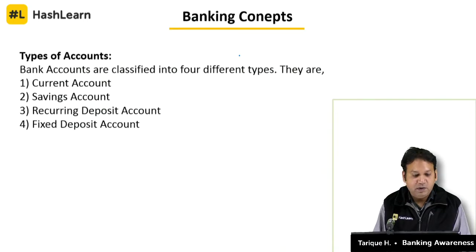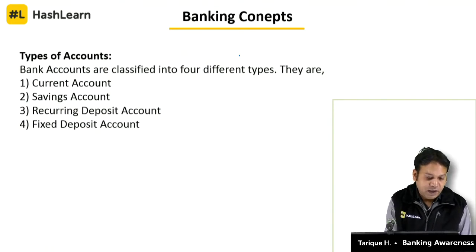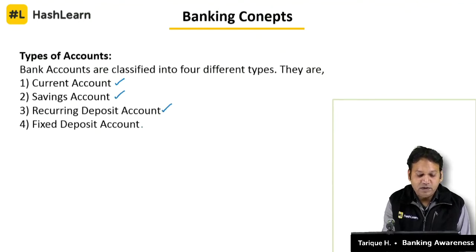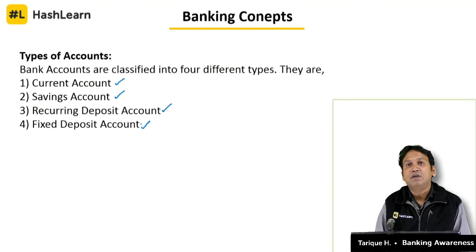So let's say, for example, types of accounts. So people go to a bank. I'm sure you also have an account in a bank. So people should know, common man should know about the different types of accounts that they can open in a bank. So here we look at the 4 types of accounts. One is the current account, the second is savings account, third is recurring deposit account, and fourth is fixed deposit account. So what is the current account?